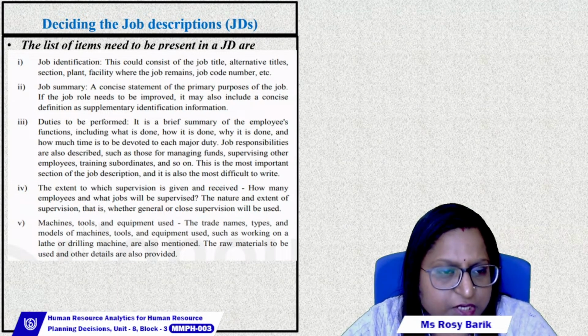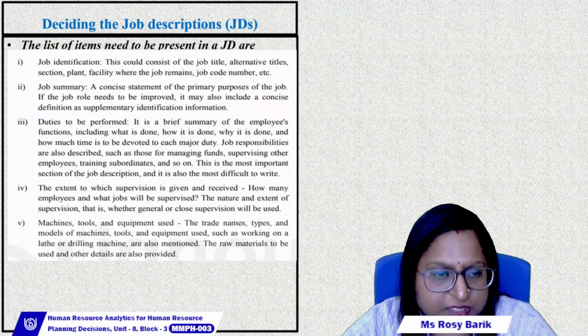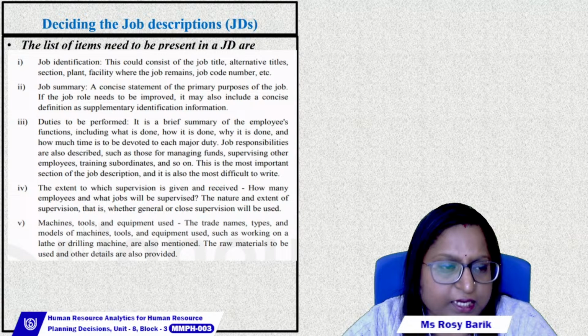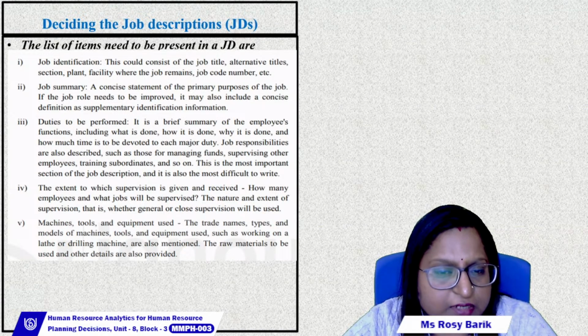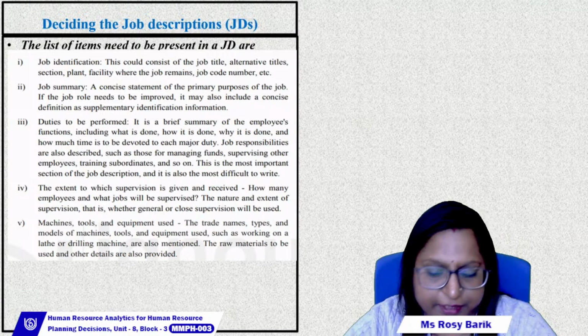Next is machines, tools, and equipment used. The trade names, types, and models of machines, tools, and equipment used, such as a lathe or drilling machines, are also mentioned. The raw materials to be used or other details are also provided.